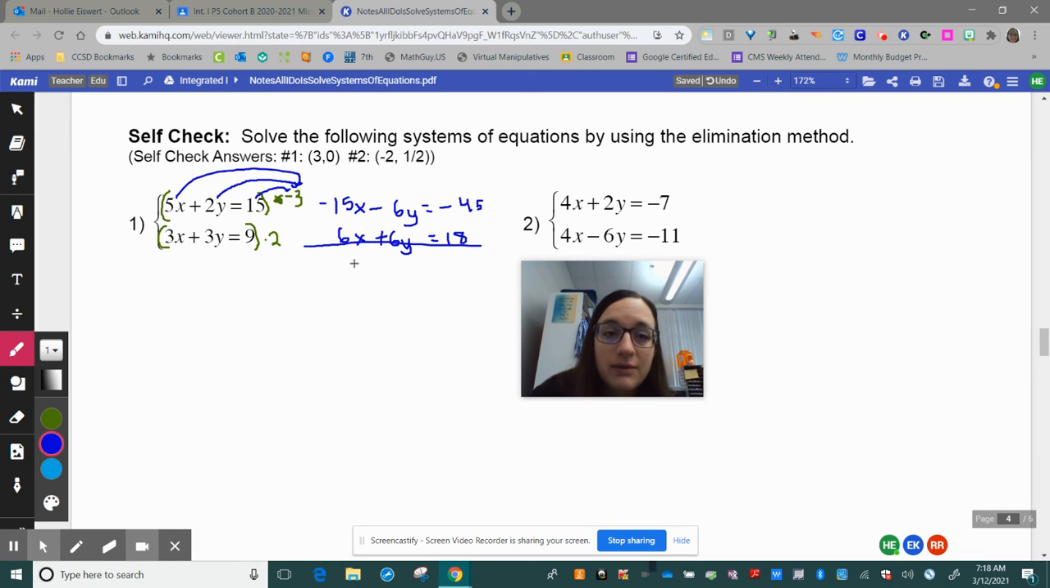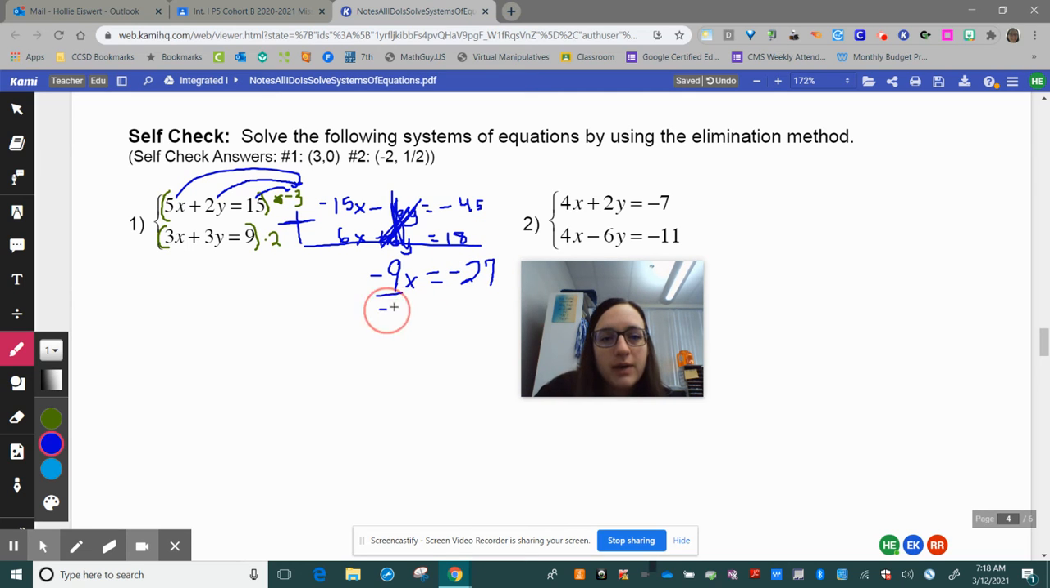All right, lovely. Now we add them together, right? Like just a giant plus sign here. Negative 15x and negative 6x is a negative 9x. And then 6y and negative 6y are eliminated. Those are gone. That's our whole method, right? Elimination. And then we have negative 45 minus 18, which is negative 63.